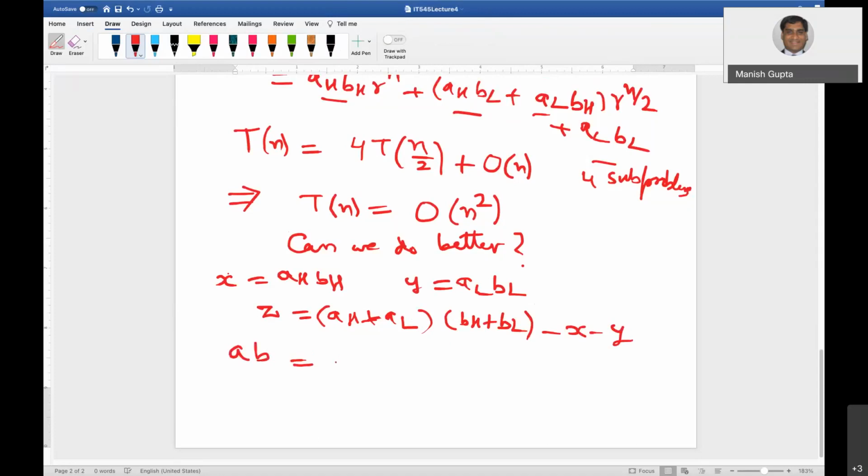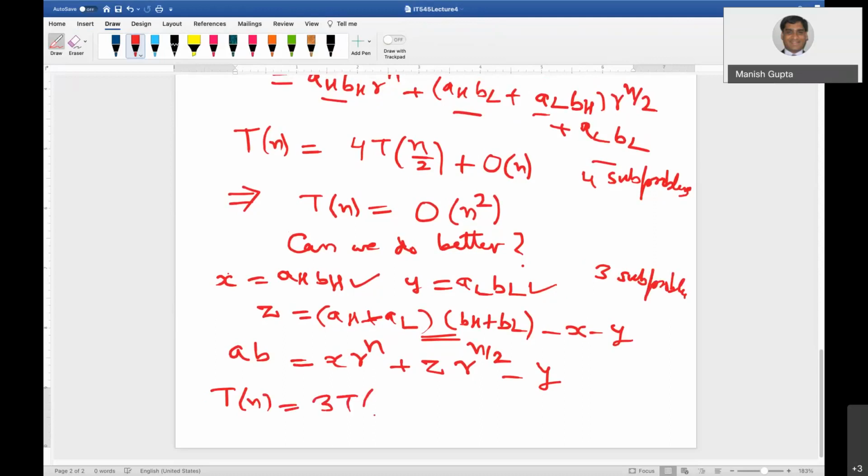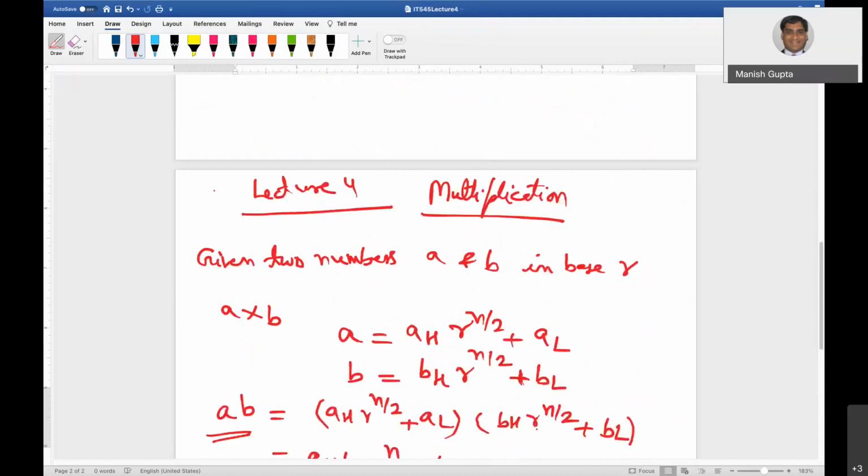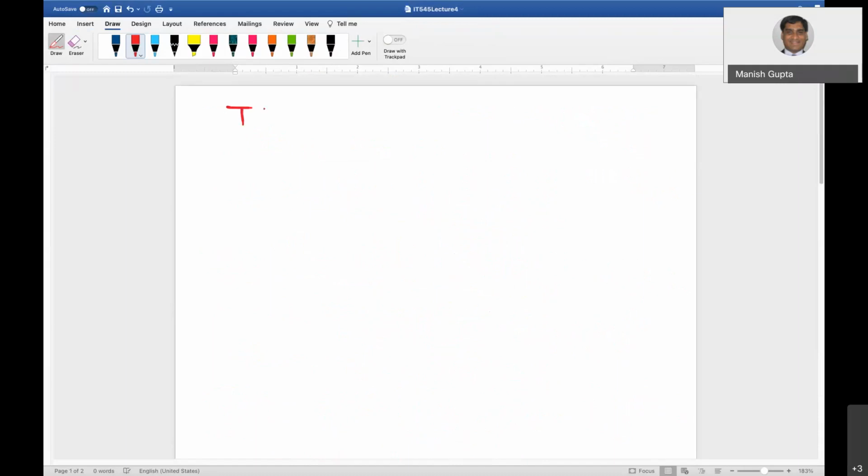If we have this in mind, then the product AB can be written as X times R raised to n in base R plus Z times R raised to the power n by 2 plus Y. Now you can see that one product is this, another product is this, and the third product is this. So there are three sub problems now. Our T of n will be three sub problems of size n by 2, so T of n equals 3 T of n by 2 plus order of n. When we solve it, T of n is big O of n raised to the power log 3, which is big O of n raised to the power 1.584. So this algorithm is faster.